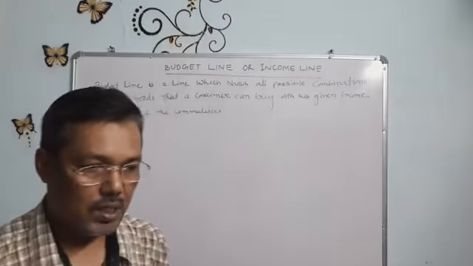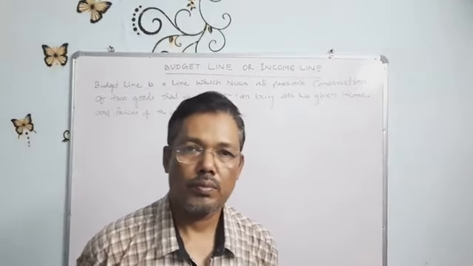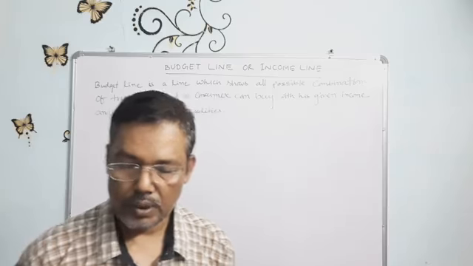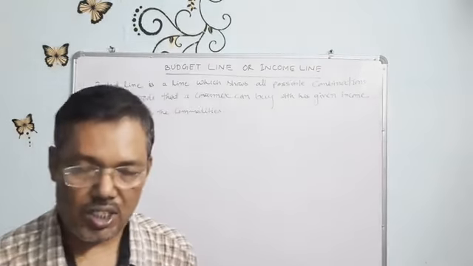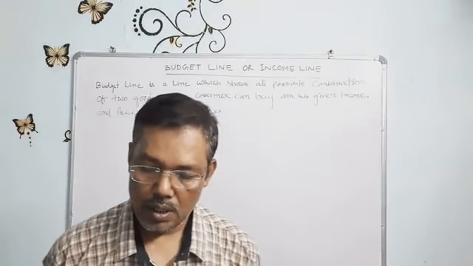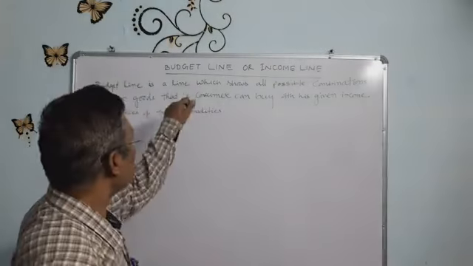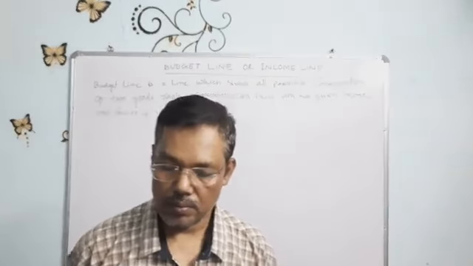We have already discussed indifference curves and the properties of indifference curves in the last period, and today we'll start the budget line, which is also called the income line.